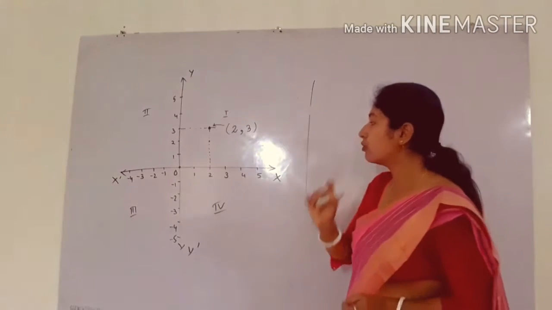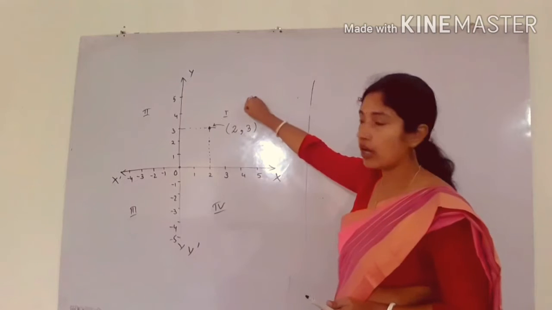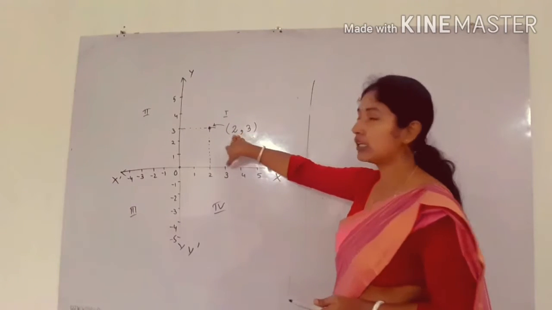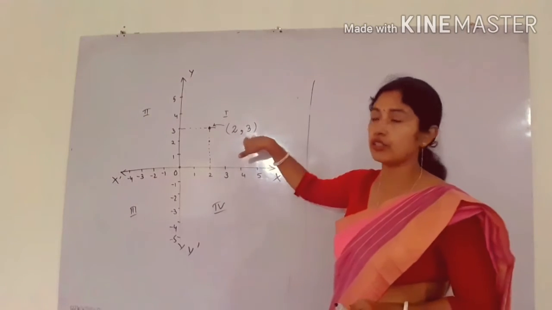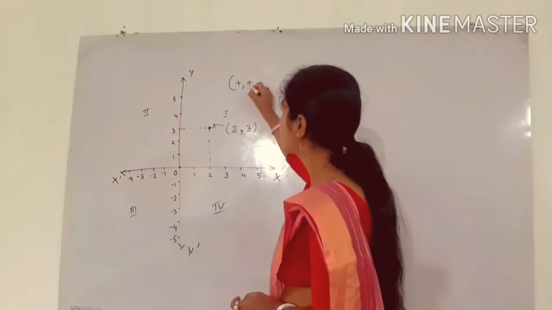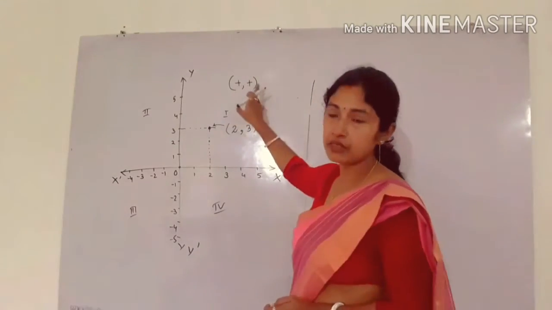So we can conclude that any coordinate which can be represented in quadrant 1 will be like this. That means the first quantity is positive and the second quantity is also positive. In the first quadrant, any coordinate we express, the signs will be the same, that means plus, plus.